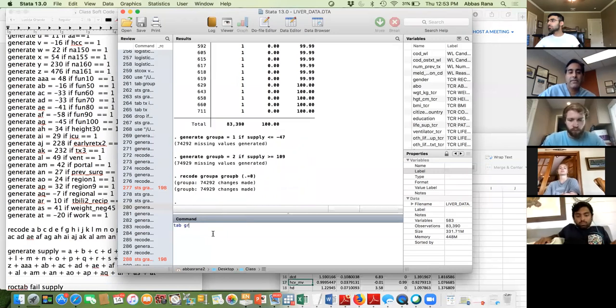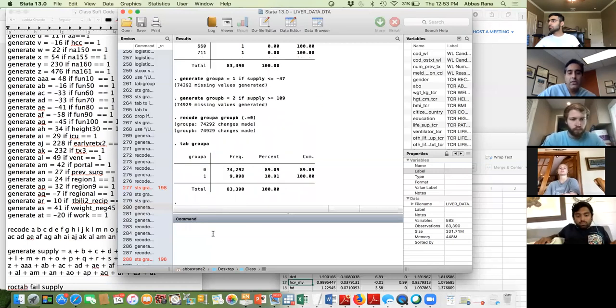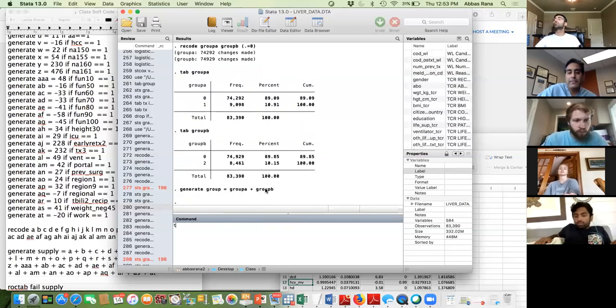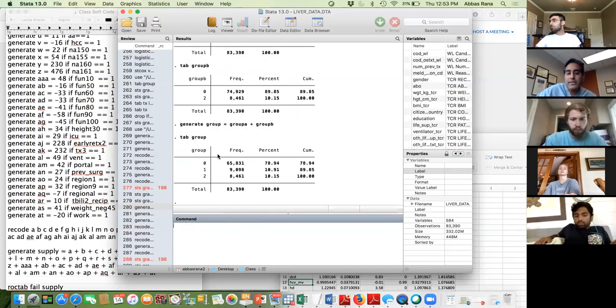Now, if I go to tab group A, see it's about 10%, right? This is the 10 percentile, the best 10 percentile based on the score that I just made. And this is the worst 10 percentile, okay? And then I'm going to say generate group is equal to group A plus group B. And here you got 1, which is the best 10%, right? 2, I'm sorry, yeah, 1 is the best 10%, 2 is the worst 10%, and 0 is everybody else, right?